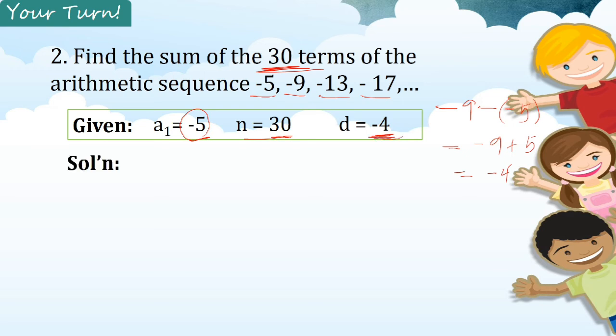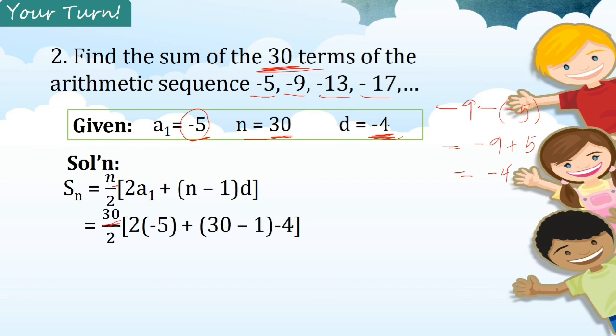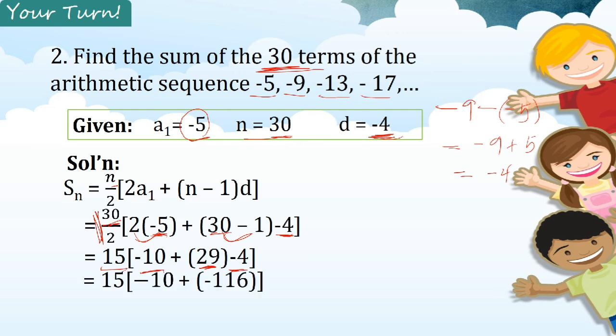Next, here we will use the first formula since we don't know the value of the last term. Okay, so n is 30. Substitute 30. First term is negative 5, n is 30 minus 1. Our common difference is negative 4. And then, 30 divided by 2 is 15. 2 times negative 5, that's negative 10. 30 minus 1 is 29. Then, times our common difference, negative 4.